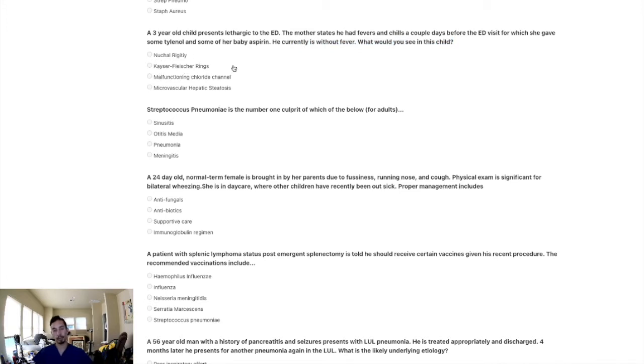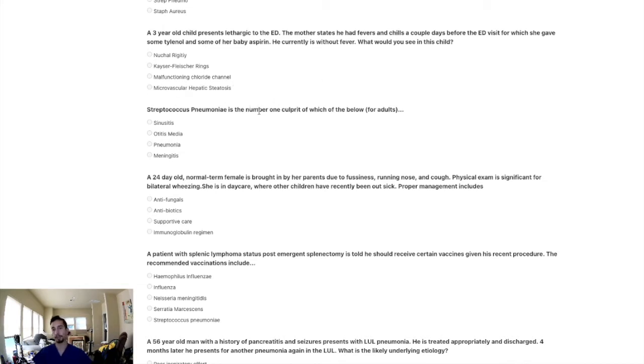Kaiser-Fleischer ring. So you're like, what's a Kaiser-Fleischer ring? I don't really remember. It sounds familiar from the first 2 years of med school. But just to jog your memory, Kaiser-Fleischer rings are those rings around the iris that you find in people with Wilson disease where they can't get rid of their copper. So in this case, likely not, in a 3-year-old kid. So you can kind of rule that one out.